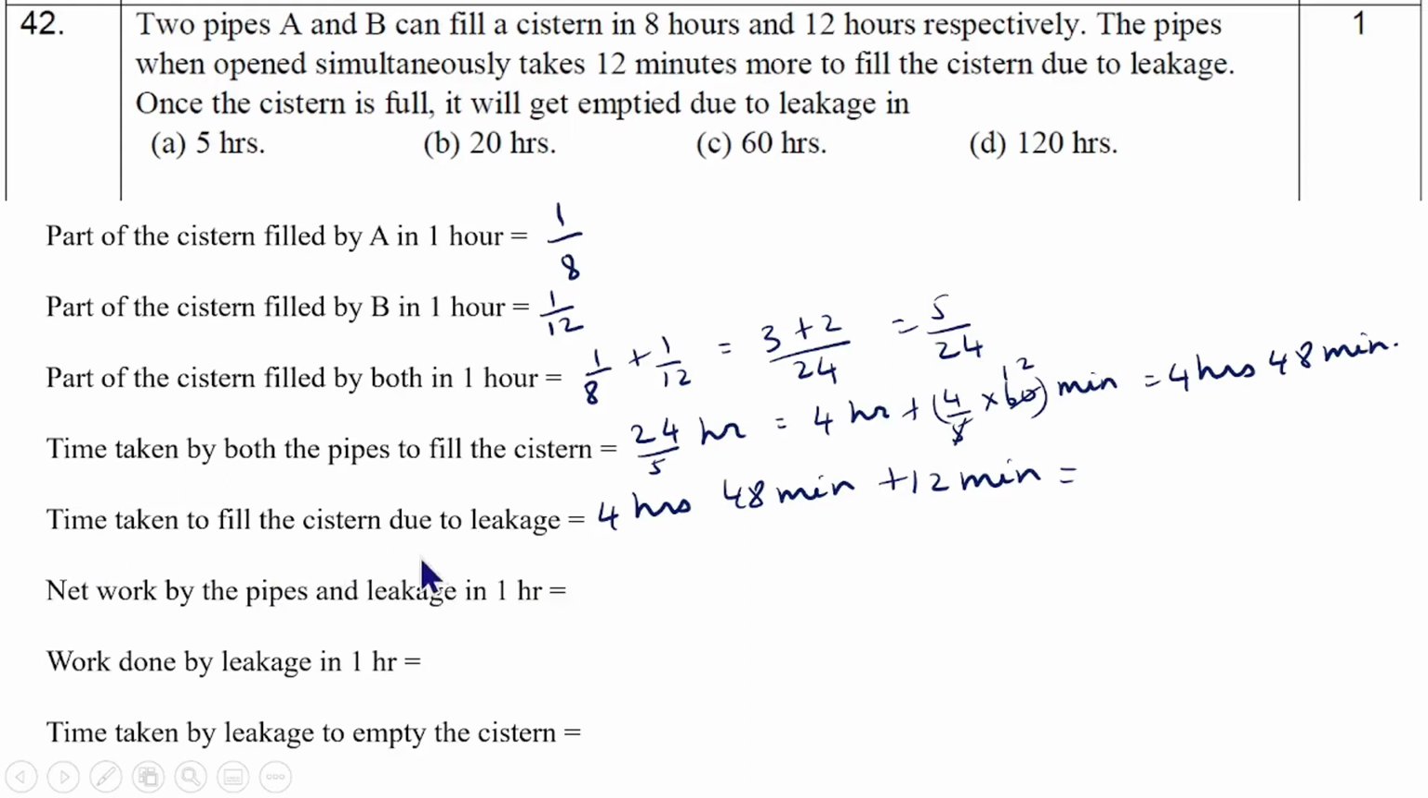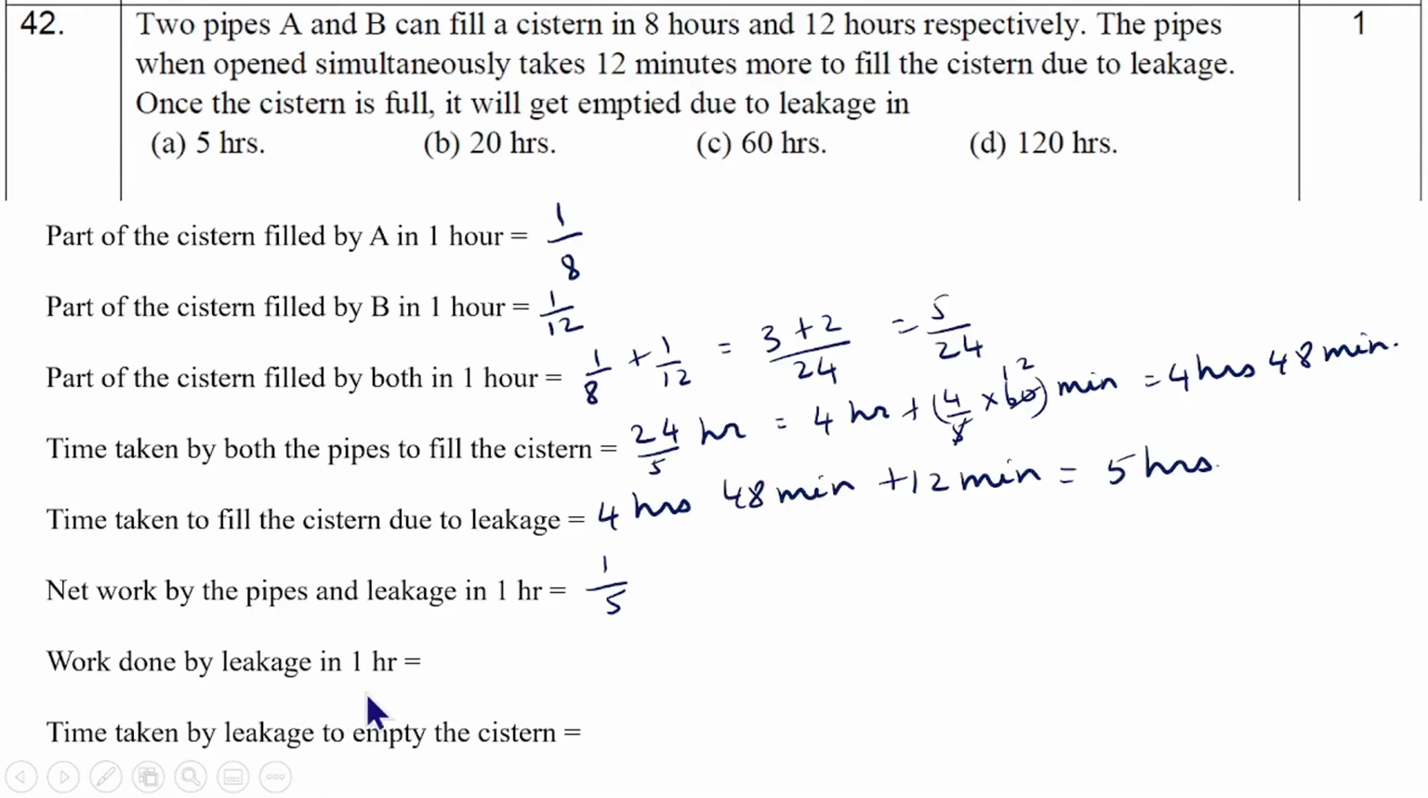So time taken to fill the cistern due to leakage will be 4 hours 48 minutes plus 12 minutes. So this is equal to 5 hours. So we can see that the net work which is done by the pipes and the leakage in 1 hour will be 1 by 5. Now from this we can find, here we have found part of the cistern filled by both in 1 hour is 5 by 24, and the total work done by the pipes and leakage in 1 hour is 1 by 5.